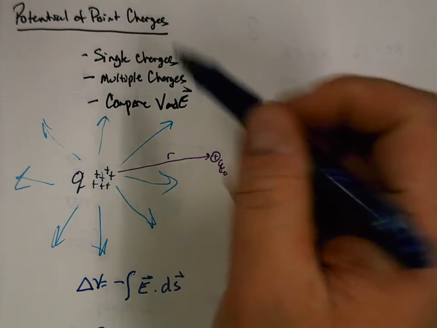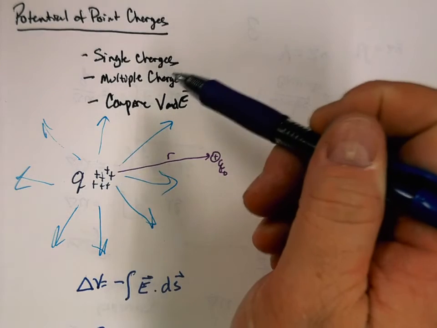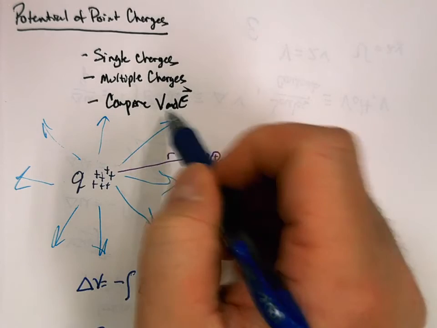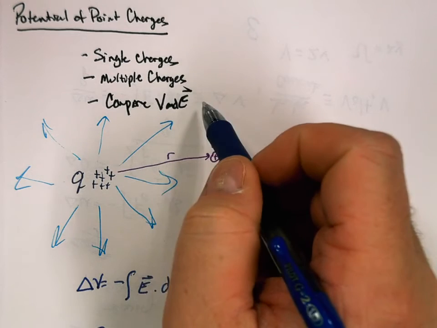Okay. So we have potential of point charges. We'll start with a single charge, then we have multiple charges, and then we're going to compare our voltage and our electric field.